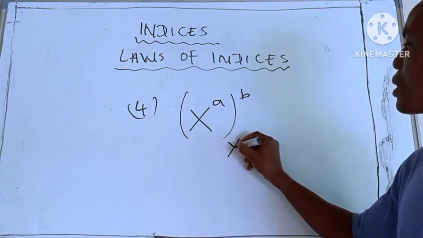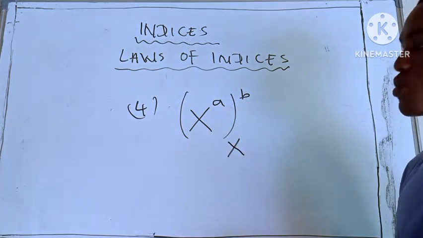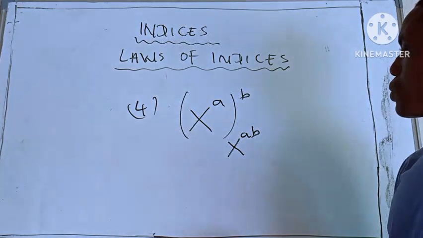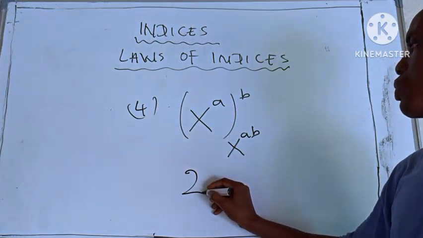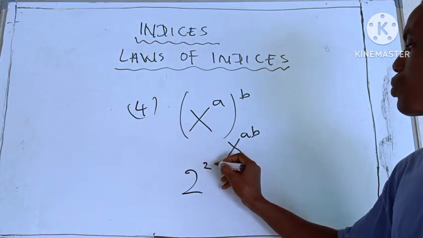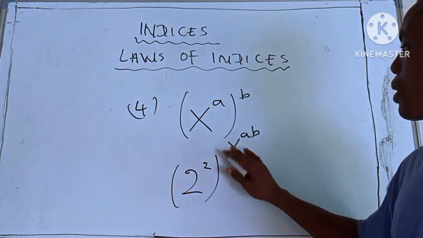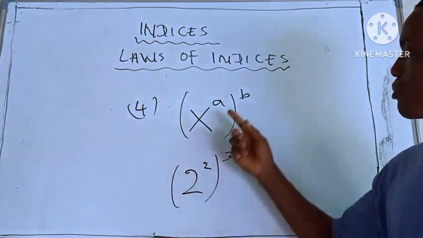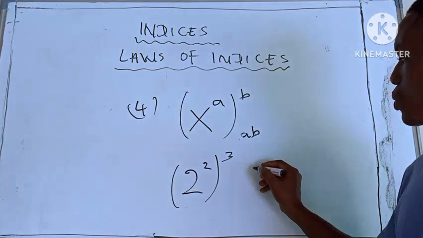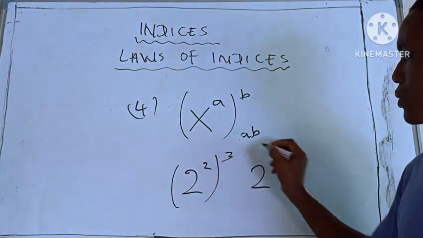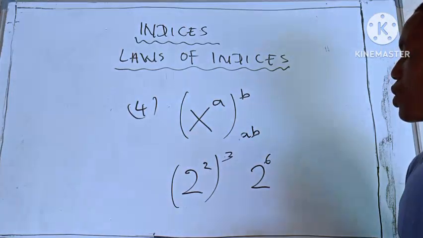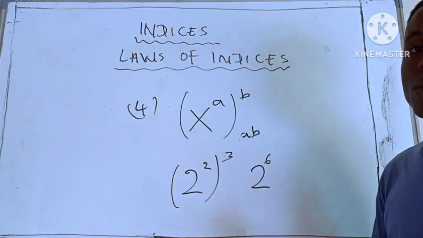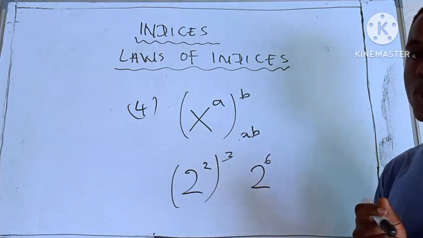So it will not be x raised to power a times b, it is ab. Let's use numbers. Let's say we have 2 raised to power 2, then raised to power 3. From this law, you can easily solve it. It will now be 2 raised to power 2 times 3, which is 6. So this outer one is affecting only the upper, not the base number or the base alphabet. So this is the fourth law.